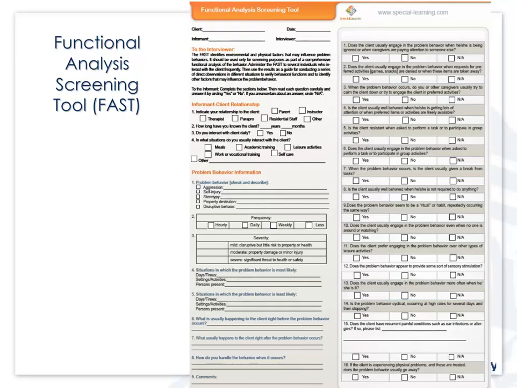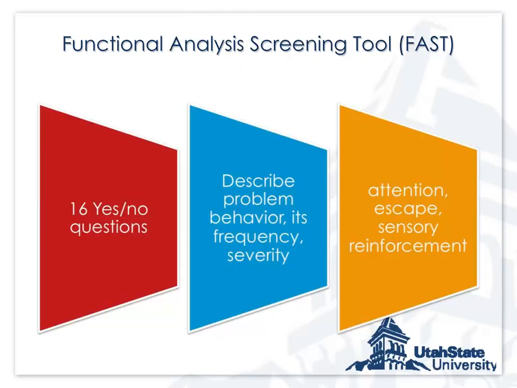The Functional Analysis Screening Tool, or FAST, is a one-page interview that is administered to the caregivers that interact with the individual most frequently. It contains 16 yes or no questions. It asks caregivers to describe problem behavior, its frequency, as well as its severity. The questions attempt to identify the main functions of behavior: attention, escape, or sensory reinforcement, otherwise known as automatic reinforcement.